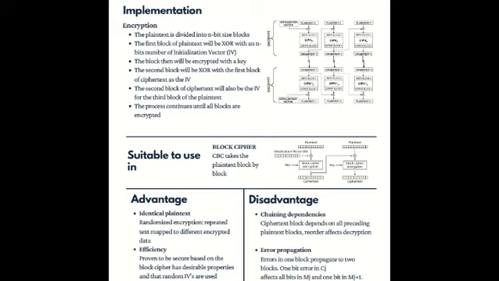The second one is error propagation. Errors in one block will propagate to two blocks. An error in ciphertext block Cj will affect the decipherment of Cj and Cj plus 1. So a one-bit error in ciphertext Cj will affect all bits in plaintext Mj and one bit in Mj plus 1.